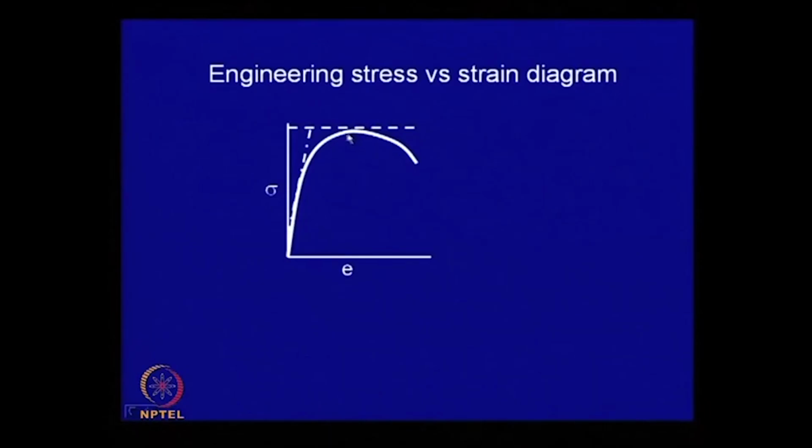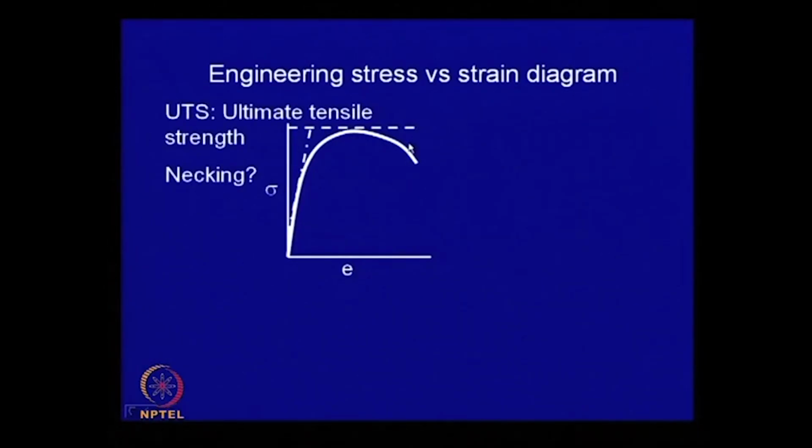And now, if we look at the maximum, there is a point which gives you the maximum load or maximum stress the sample can withstand. Here, this is called ultimate tensile strength. What happens beyond this? The load comes down, or stress comes down. This is primarily because we are calculating stress based on the original cross sectional area.